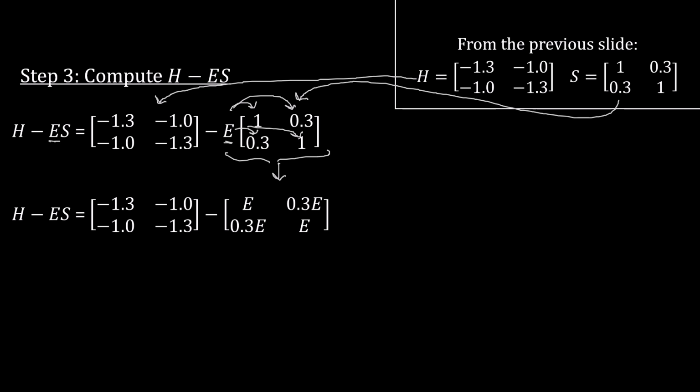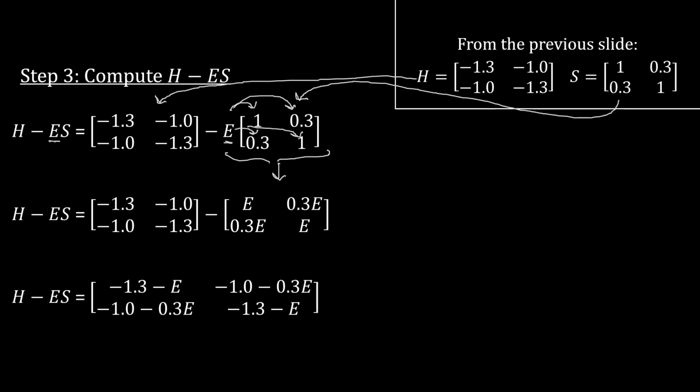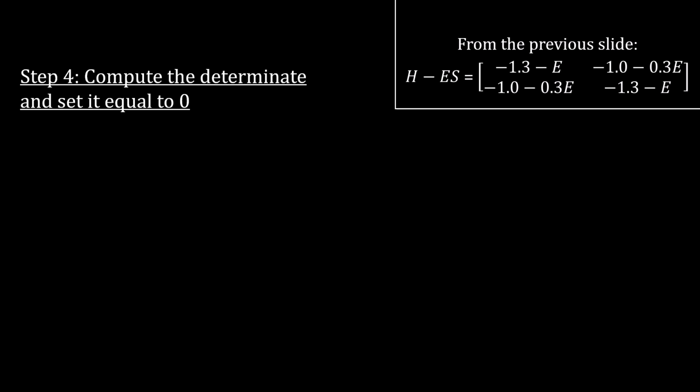And finally, when we subtract matrices, we do it element by element. So for example, to get the top left, it would be minus 1.3 here, minus E. So we see that up here, it was minus 1.3 minus E. And we would just go through element by element. And finally, we get this as our full H minus ES matrix. Now I just reiterated that on the top right again, and now we're going to go on to step 4, which is to compute the determinant of H minus ES and set it equal to 0.